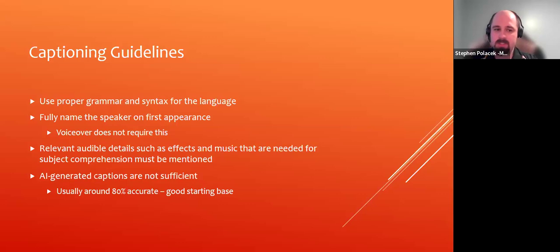Final detail of captioning is that AI generated captions are generally not sufficient. I would estimate them to be about 80% accurate when they are first made, but they tend to struggle with people's names or proper nouns or acronyms. So keep that in mind, and it will almost always lack grammar and syntax. They are getting better. I mean, they're constantly trying to improve these things. I'm sure you've seen online news articles about new features added to YouTube for AI generated captions.